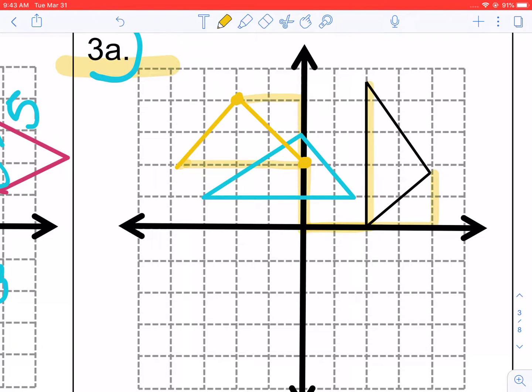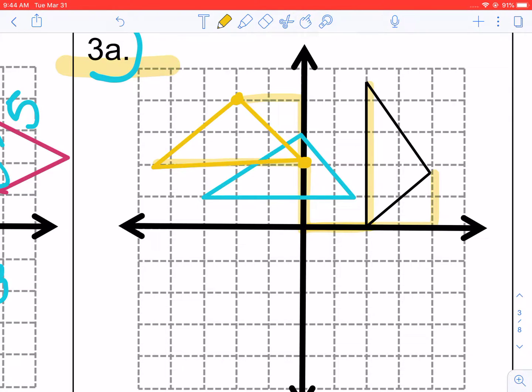I didn't measure something. 4 and 2. This is 2, and then 3, 4, and a little bit more. So 1, 2, 1, 2, 3, 4, and a little bit more. Okay, here I messed up. Let's fix this one. It should be somewhere over here. Here you go.